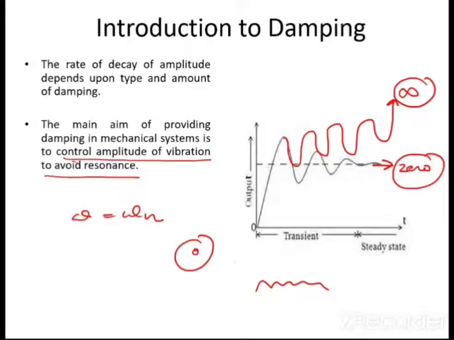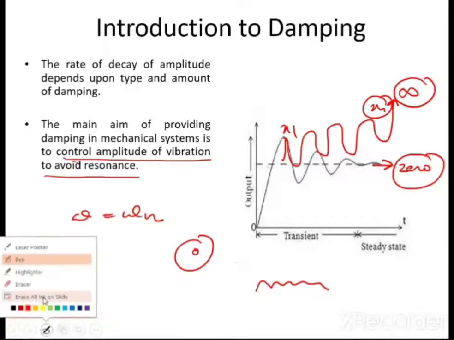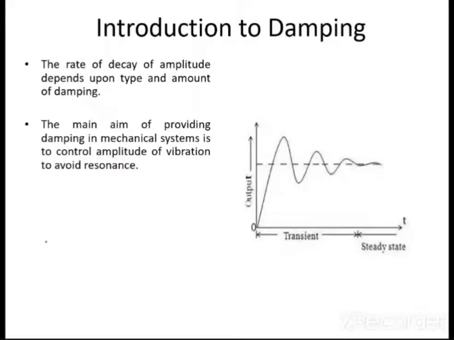Okay. So you have to control the amplitude of vibrations to avoid the resonance, because if the amplitude of vibrations, x1 and xn, let us say, reaches infinity, the system will fail. Okay. So that is why you have to provide this damping. So before providing damping, you cannot provide damping as you decide. Okay. It is very, very important that there is some range.